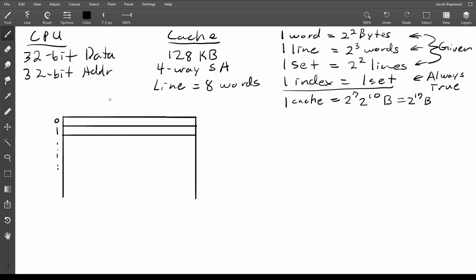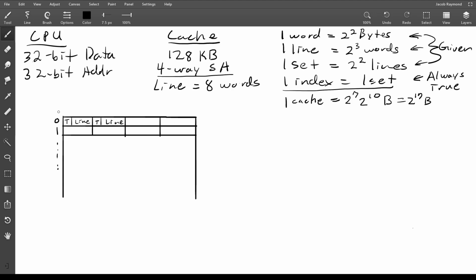But we do know that at every index, we have a set. And in every set, we have 4 lines. This is, again, because our set size is 4, because we have a 4-way set associative cache. And then keep in mind, we'd have a tag, and then the line, and then a tag, and then a line, for all 4 of these.